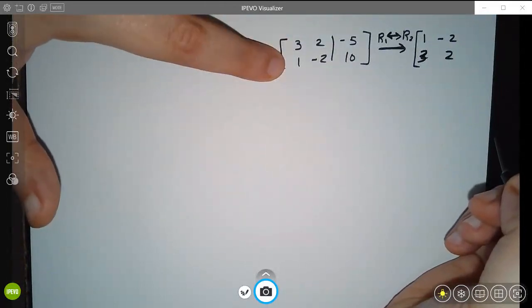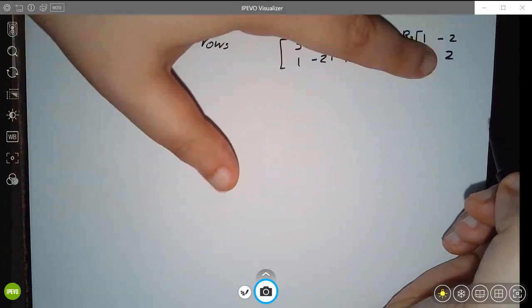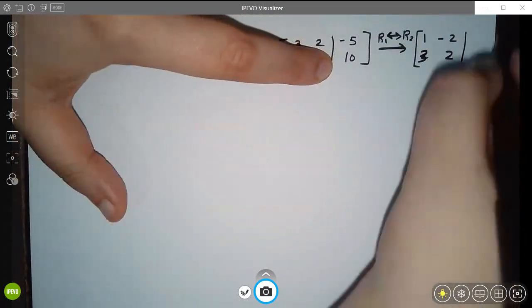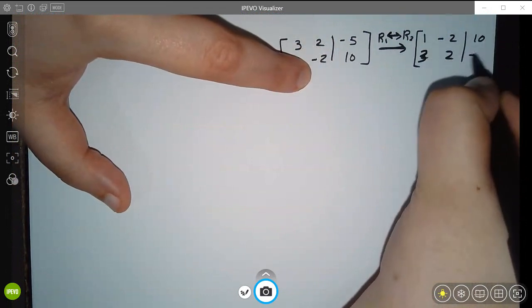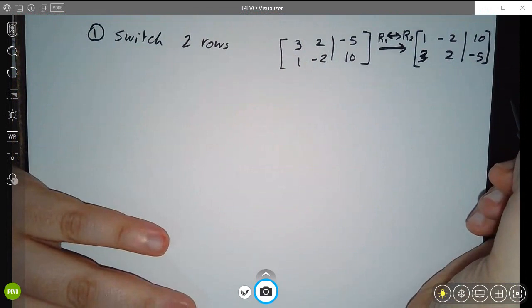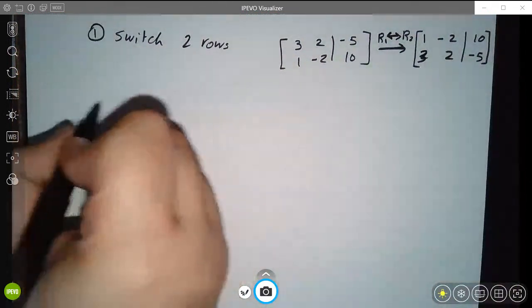So the first column was 3, 1. Now it's 1, 3. Second column was 2, -2. Now it's -2, 2. And the answers are going to switch as well. So here comes a 10. That is -5. Saw that? So we switch the two rows, interchanging of rows.